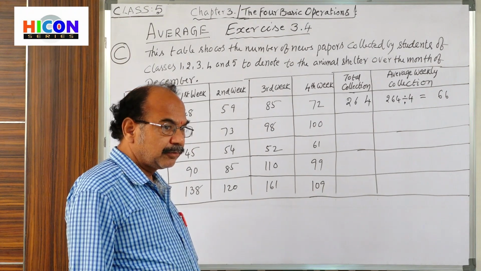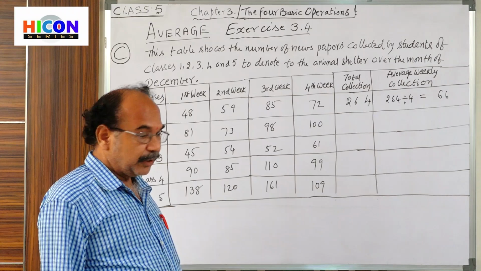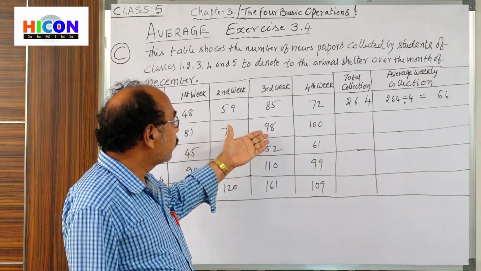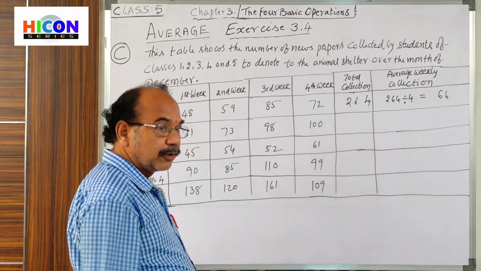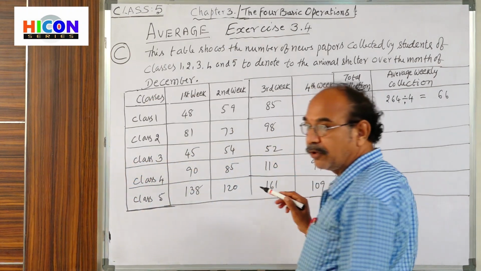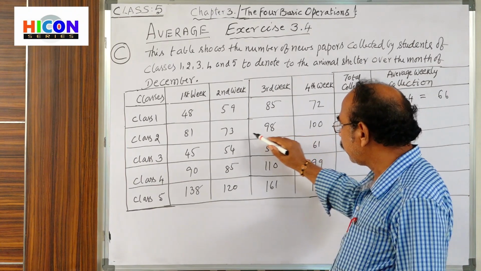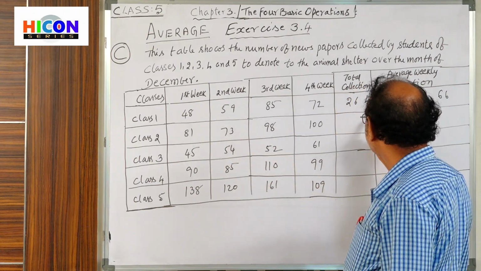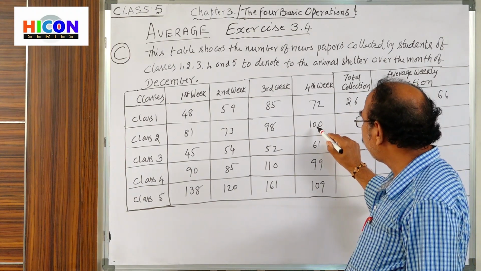Second class children, they collected newspapers. Weekly collection, observe. First week 81, second week 73, third week 98, fourth week 100. Total collection in all the 4 weeks. Add. First of all, units places. 0 plus 8, 8 plus 3, 11, 11 plus 1, 12. 2 right here. 1 is there.